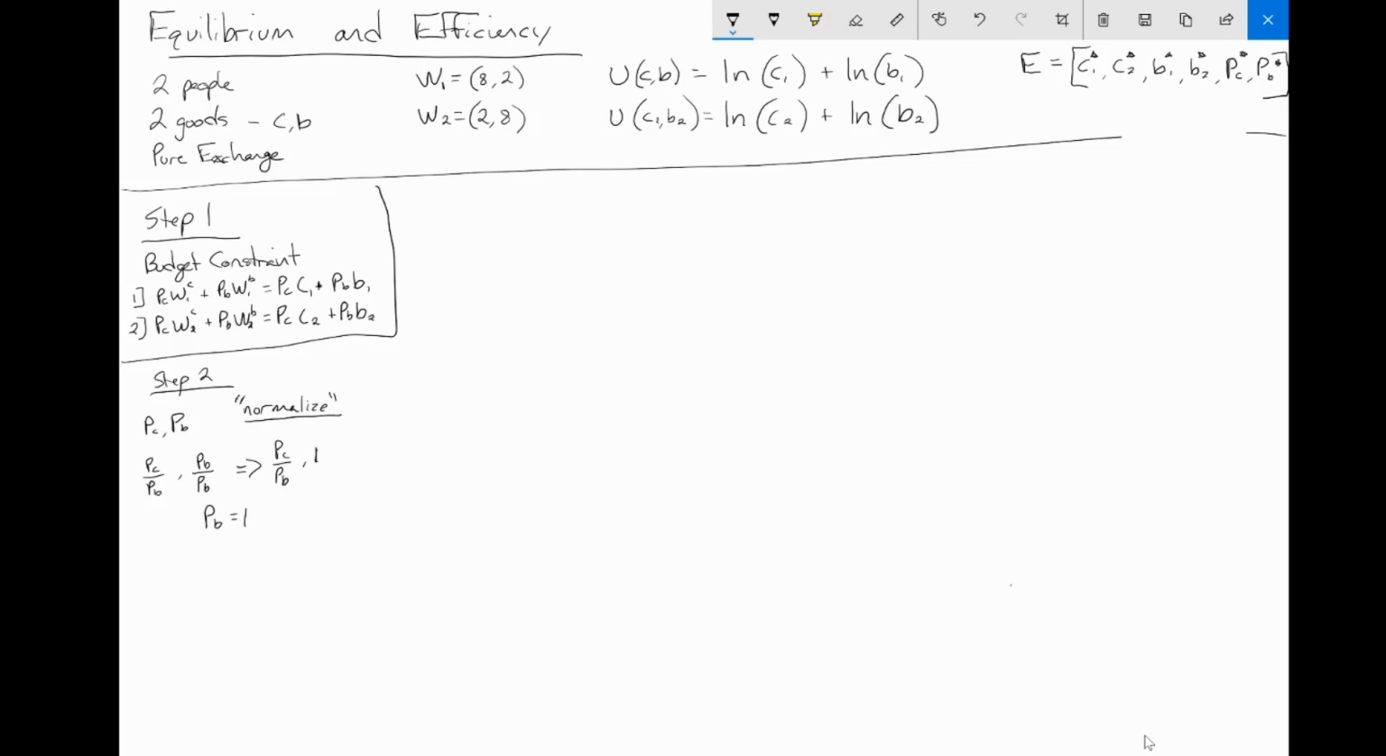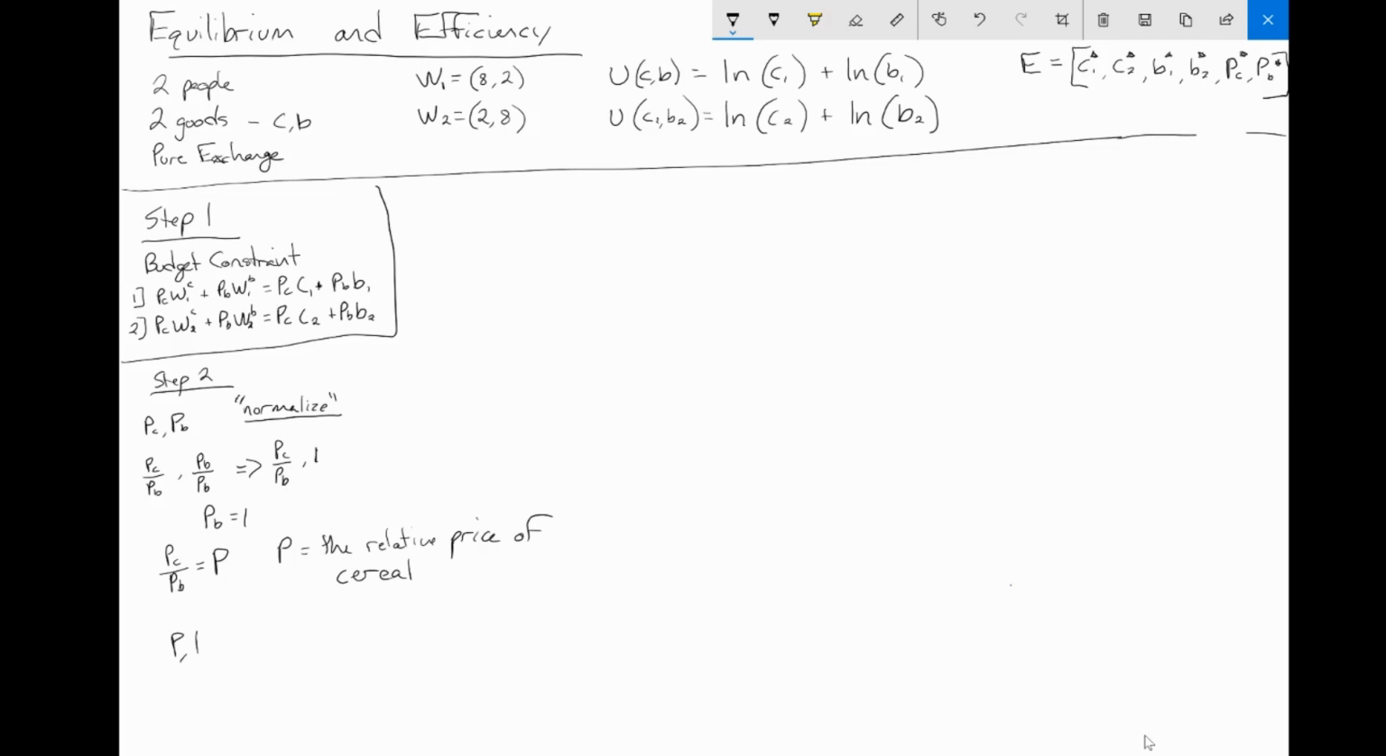And then we're going to define PC over PB as just P. Now P can be understood as the relative price of cereal. So that is the price of cereal relative to, I think I have that backwards, the price of cereal relative to the price of bagels. Okay, so instead of having PC and PB, we will replace it with P and 1.